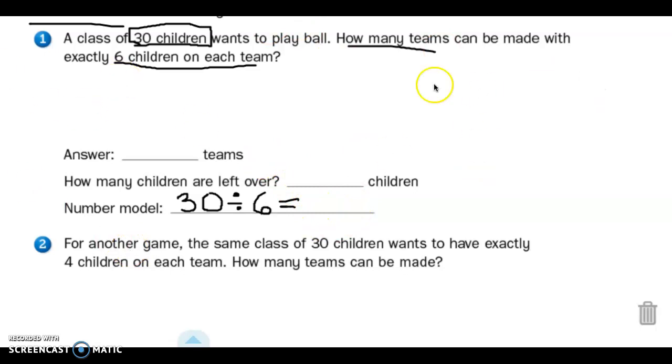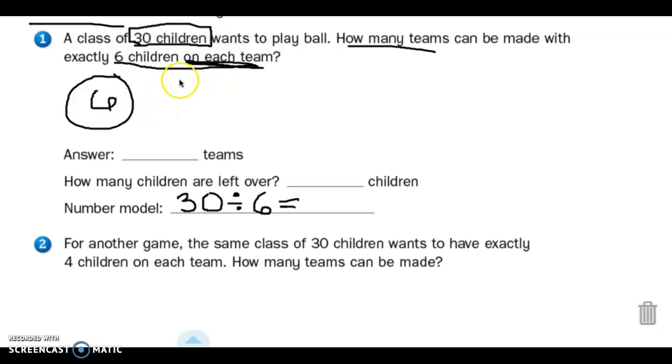So should I start by drawing a whole bunch of circles? No, because I don't know how many teams there are. I don't know how many groups. So I'm going to draw my first group, my first team. And what should I put in my first team? This is team number 1. I need to put a 6 in there. Why? Because there's 6 children on each team. So this is my first team and it has 6. Should I stop there? Do I just have one team of 6? No, because what am I trying to get to? I'm trying to get to 30 children. I want to know how many teams there are if I have 30 children.